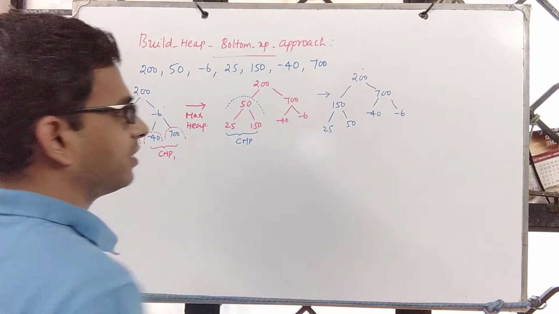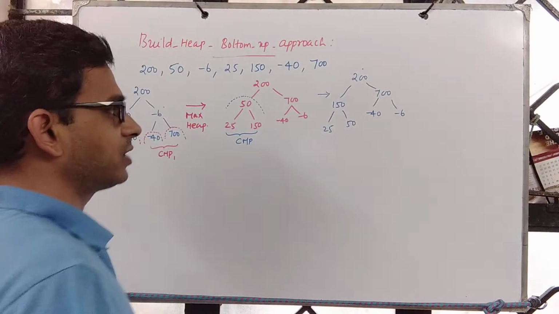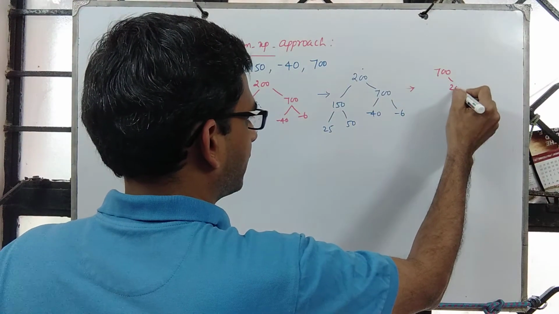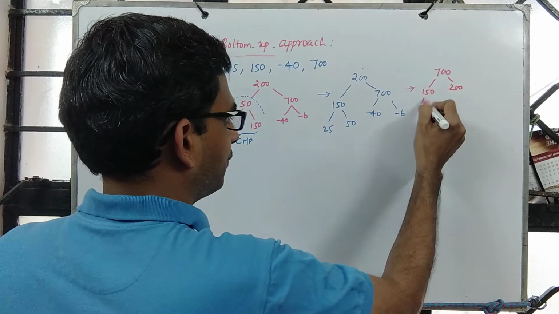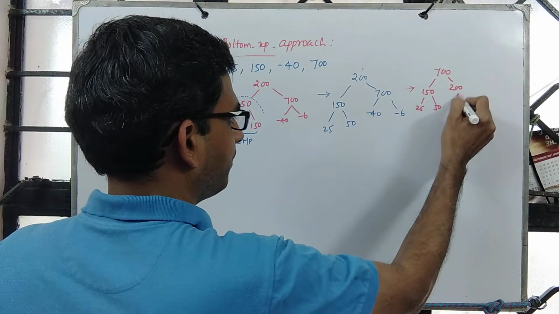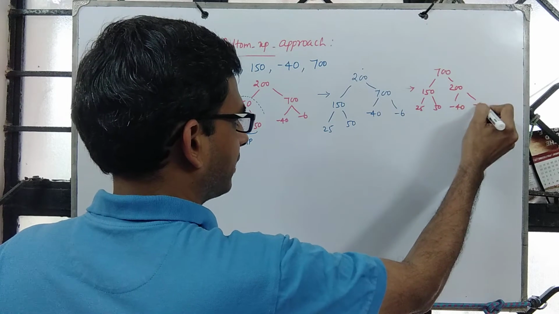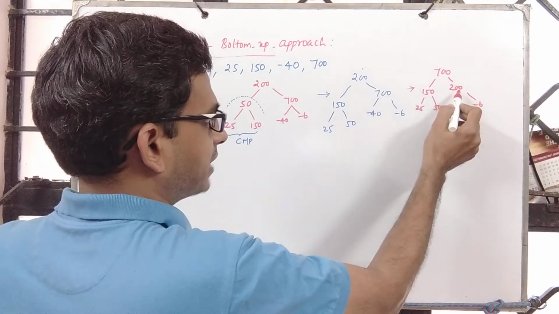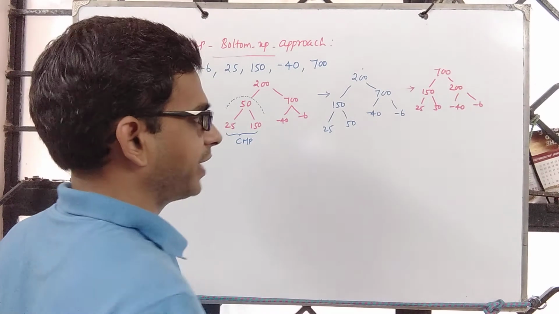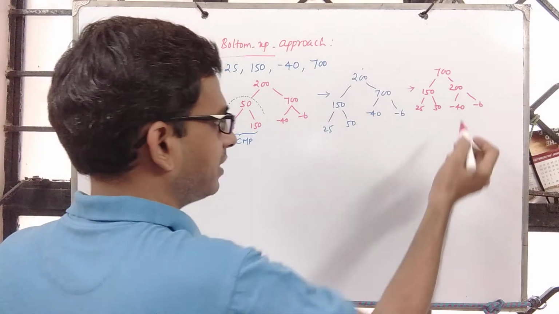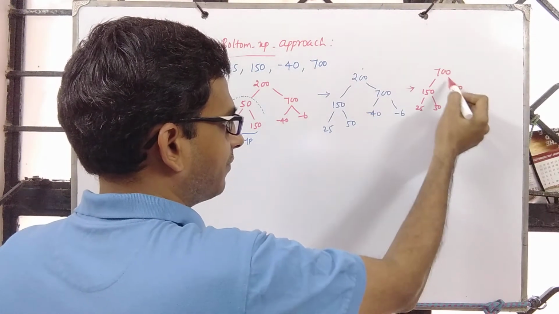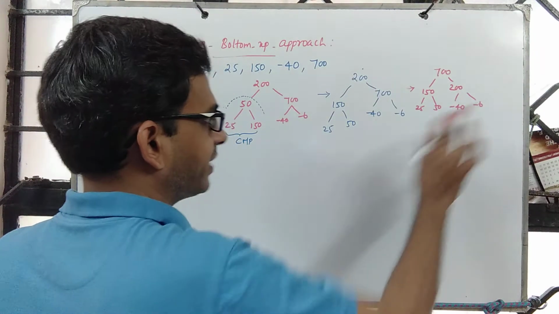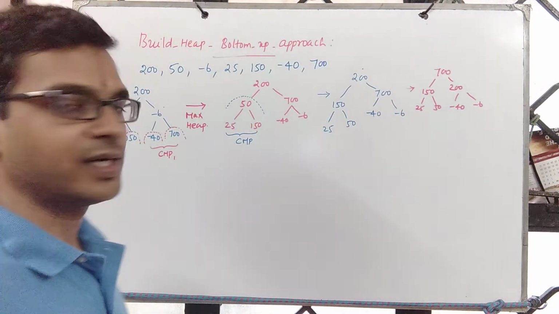We focus on this. When we focus on this, we see that it is not. So we compare and swap. So we bring 700 to the top, then 200 down, then 150, 25, 50. On the other side, minus 40 and minus 6. So when we bring this, we check, do we need to perform any more swap or comparison? We see that this is max compared to these two, which means no further violation, we can stop our algorithm.